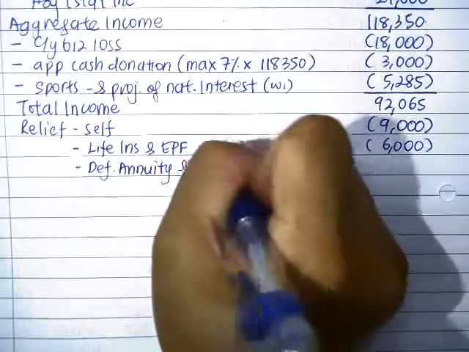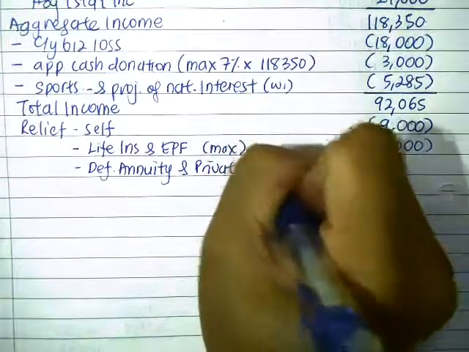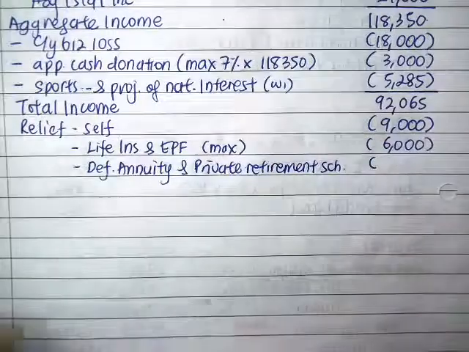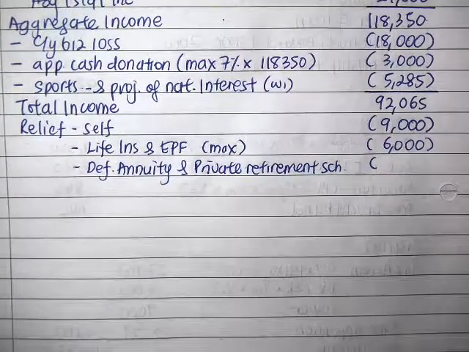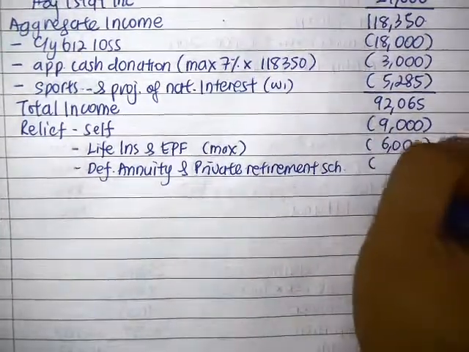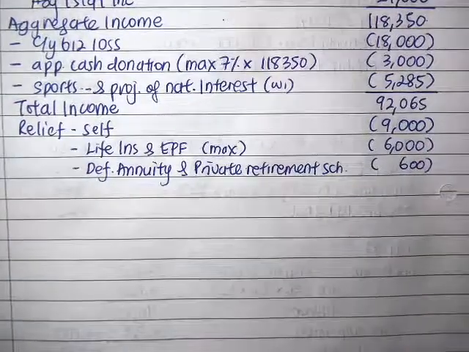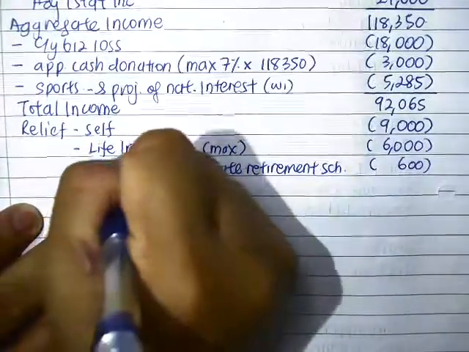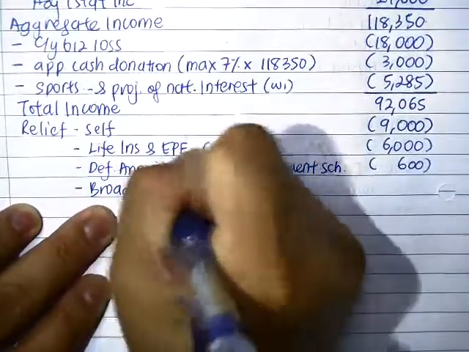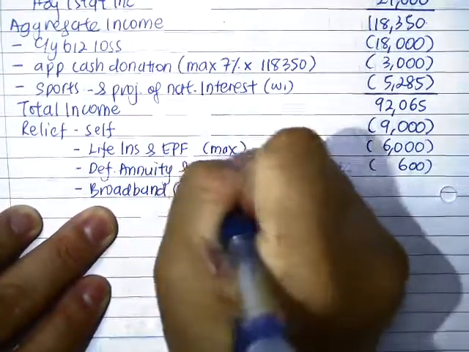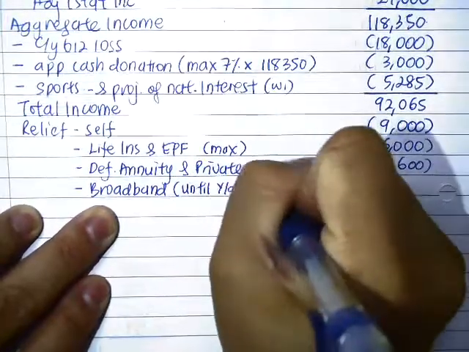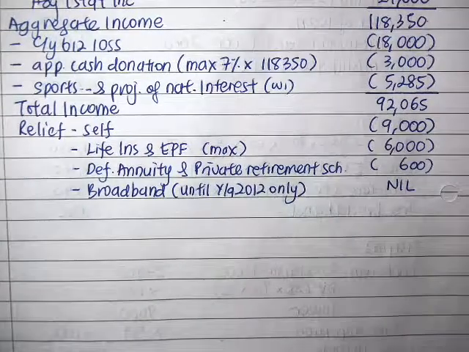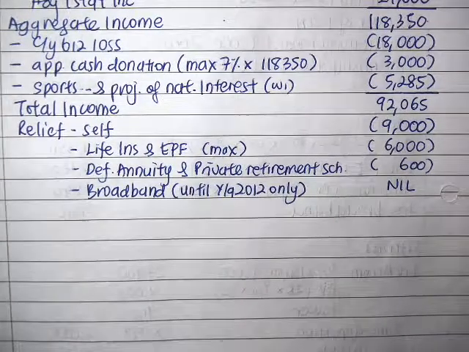Alright, the deferred annuity and private retirement scheme. Now in this case it's only the deferred annuity, just 600, okay? Maximum is 3K. Now the broadband is until Y2012 only. Okay, there's no more relief here.